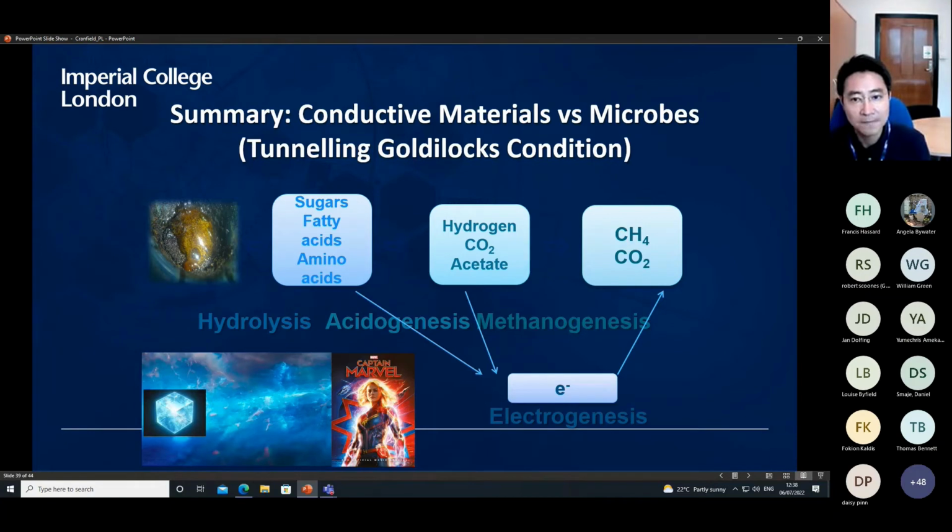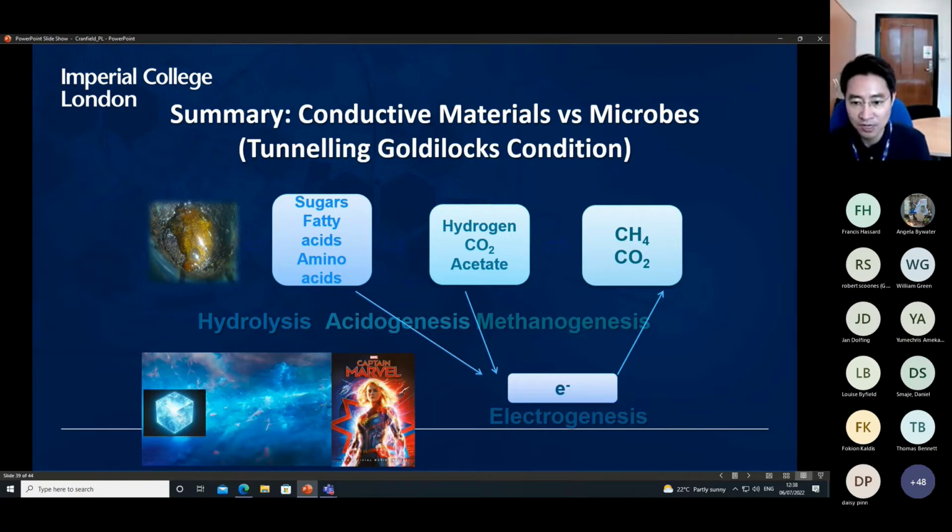So my summary is that it's possible that if we have a good understanding of the material, we could put conductive material into our reactors, where the bacteria can enhance tunneling, and then we can get a better result. Okay, so that is pretty much what I have for a short talk, but I really would like to engage with your Q&A.